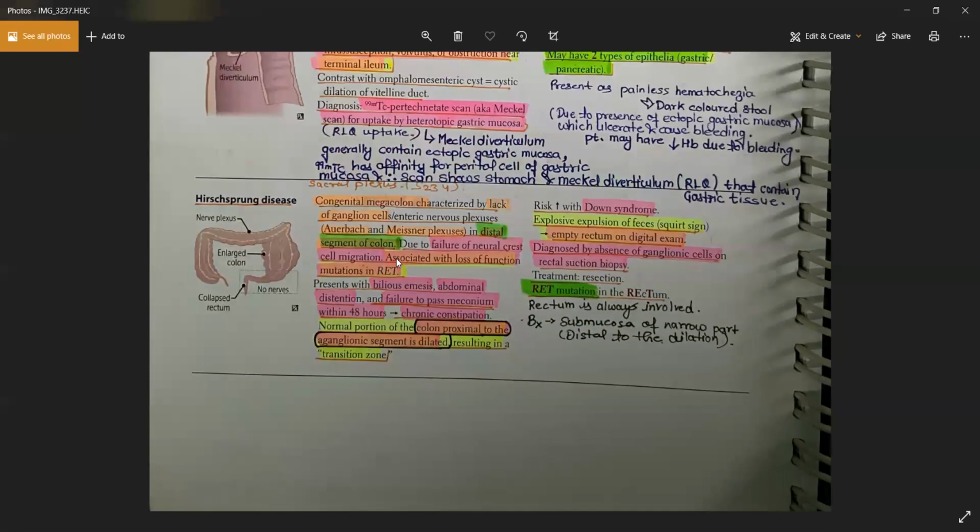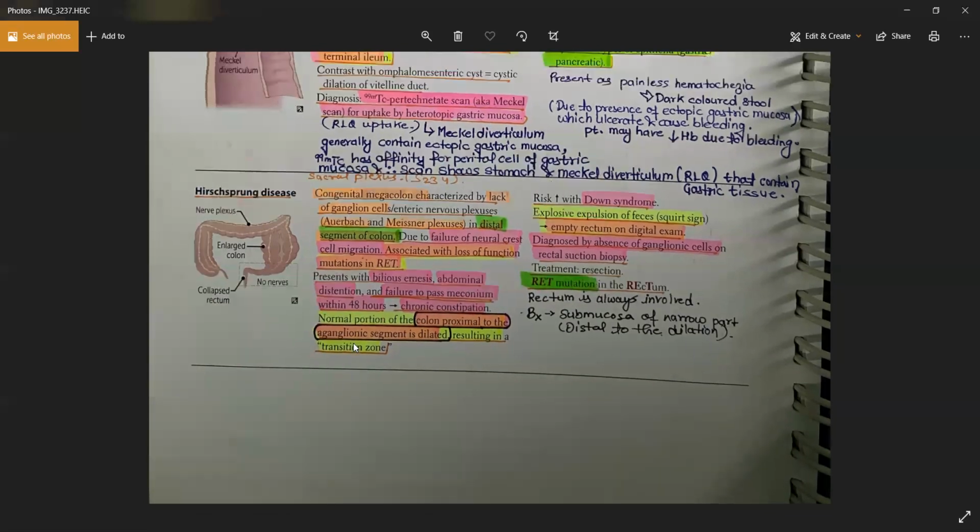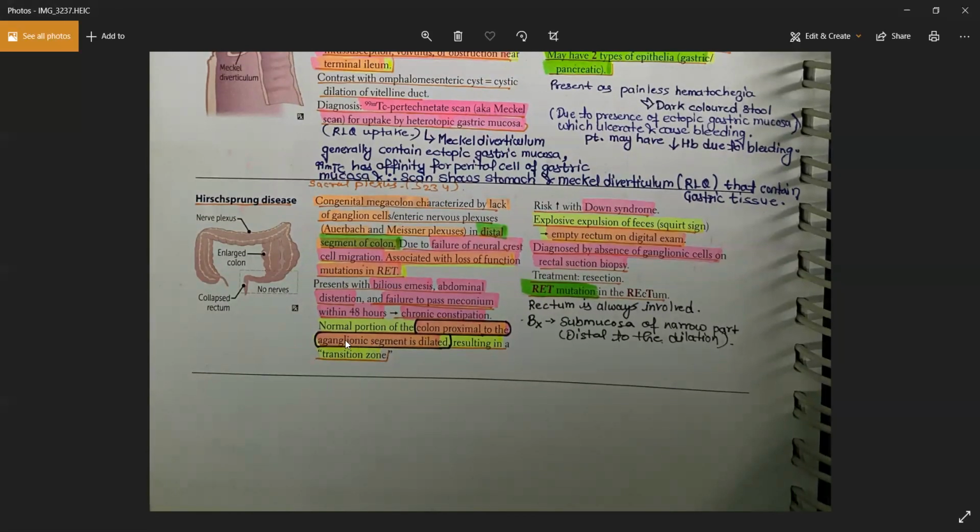Very important. So how does a patient present? They will present with failure to pass the meconium within 48 hours after birth. After the birth, if the child does not pass the stools, or the meconium, it can be a diagnosis of Hirschsprung's disease. So the normal portion of the colon, which is proximal to the aganglionic segment, will become dilated and result in the transition zone.